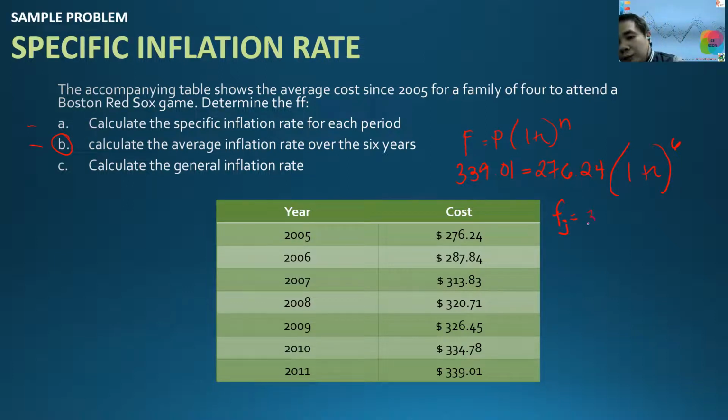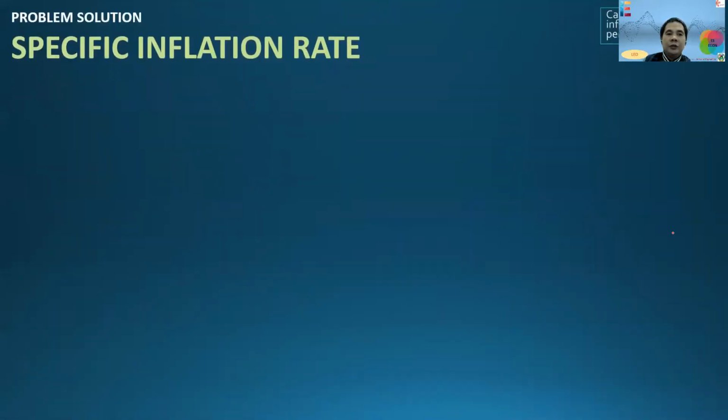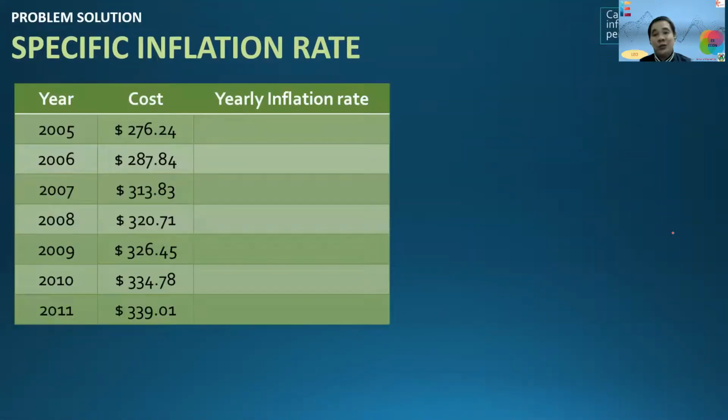That is around 3.47%. So your average inflation rate over the 6 years is equivalent to 3.47%. Now, let's solve for the specific inflation rate.